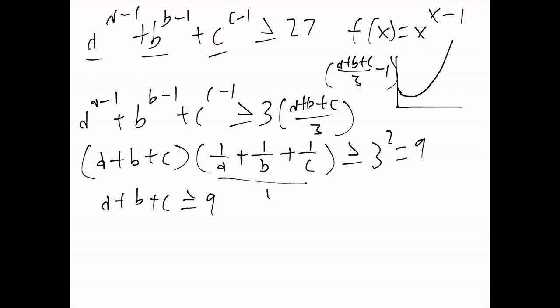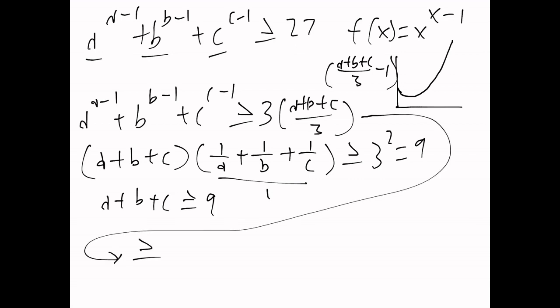So let's continue. This means all of this is greater than or equal to 3 times 3 squared, which is equal to just 27, as desired.